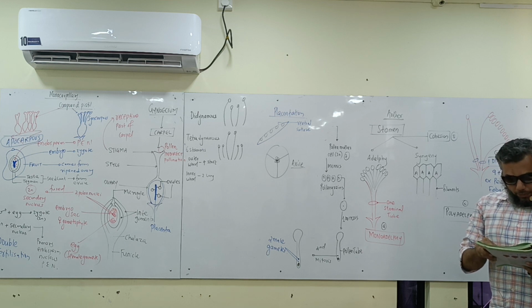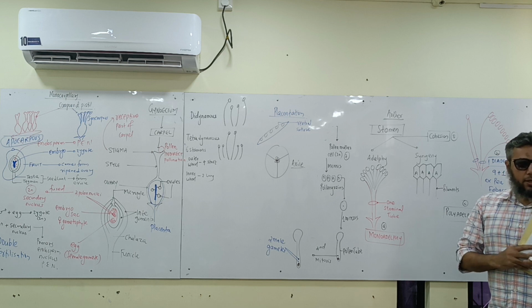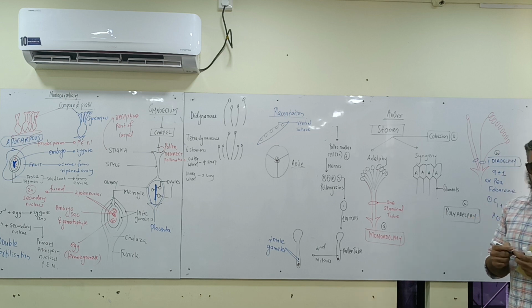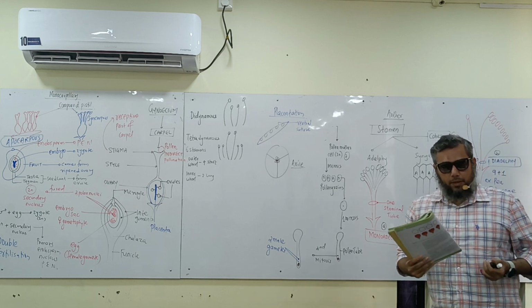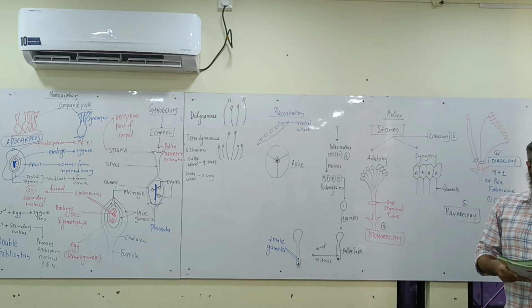Okay. Now, what are the examples of axile placentation? China rose, tomato, and lemon. Underline those three. China rose, tomato, and lemon.